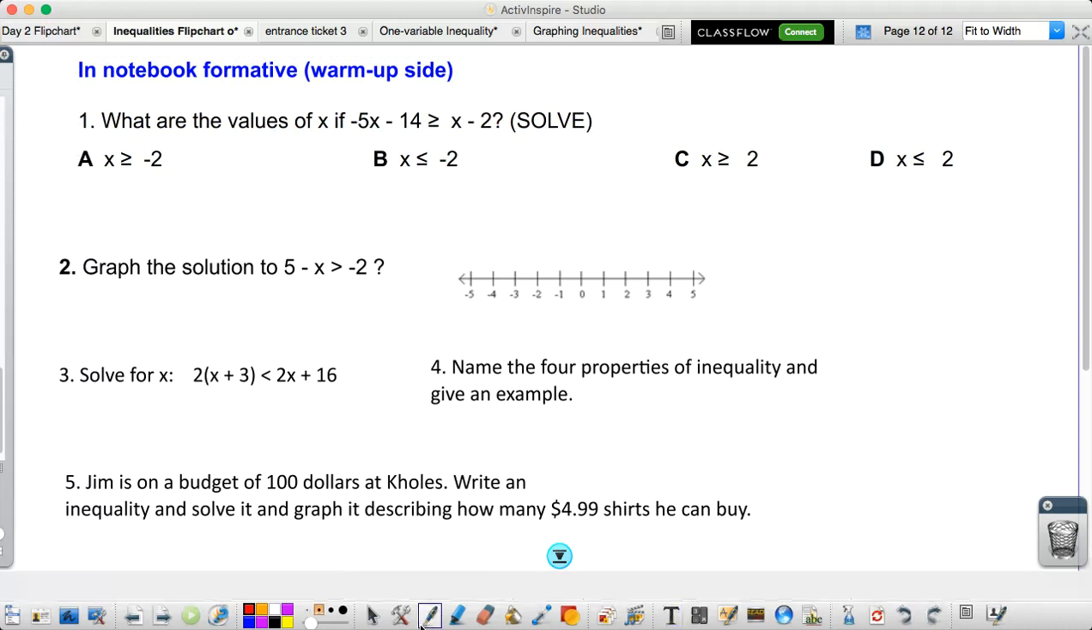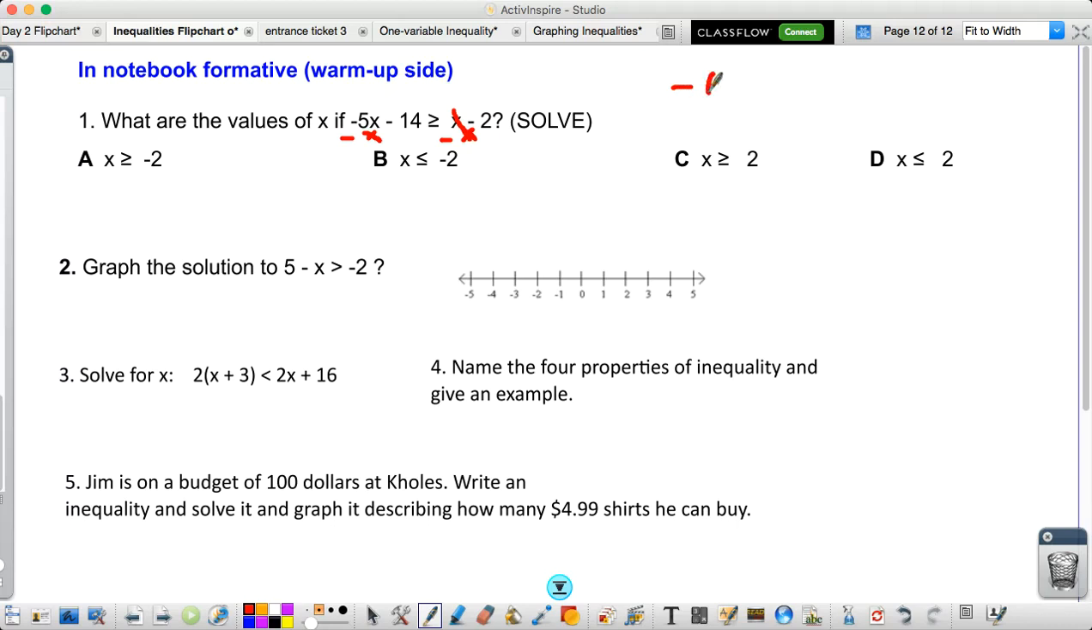Now if we subtract x from this side, it kills it over this side, and then if we subtract x on this side, we'll get -5 minus 1, which is -6x, because we carry the x with it, minus 14 is greater than or equal to -2.